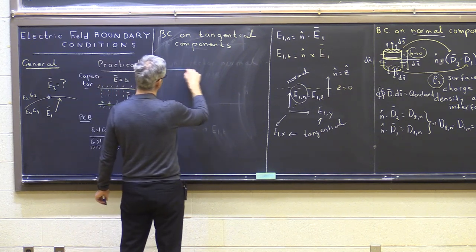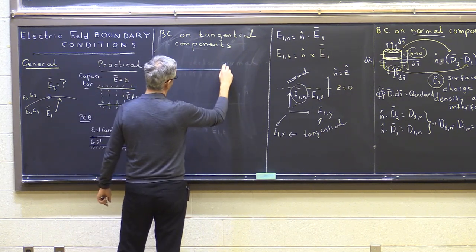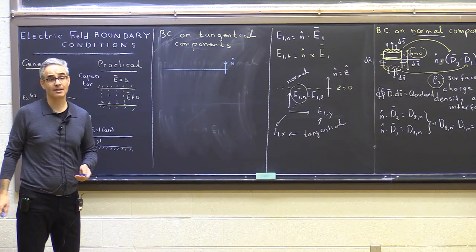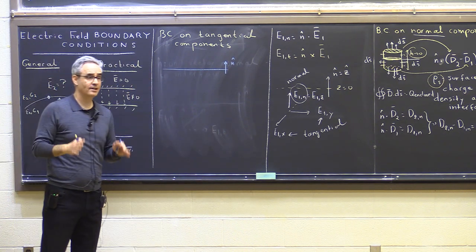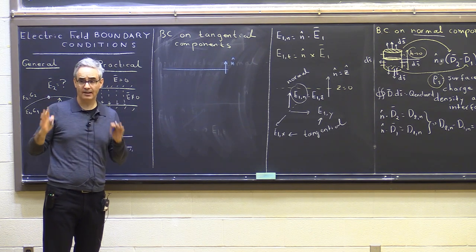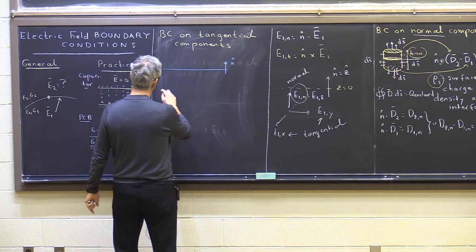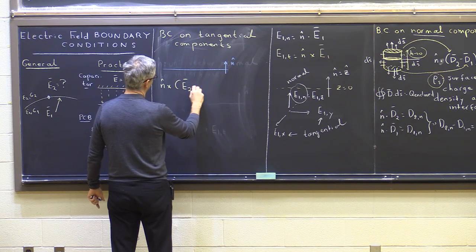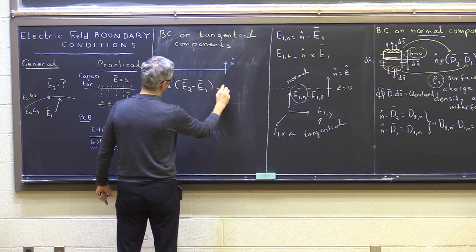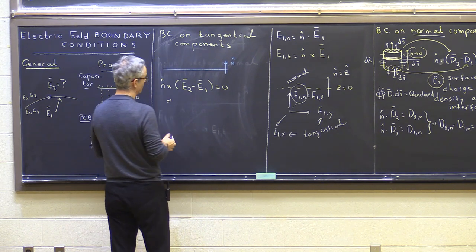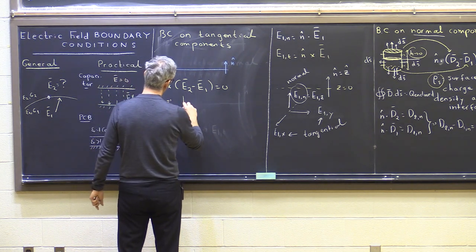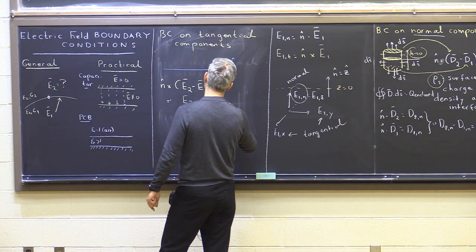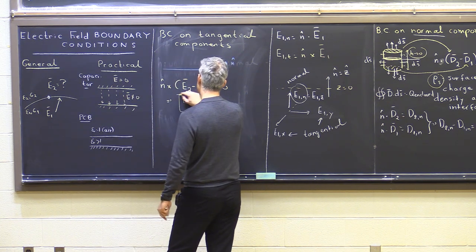Again, I have this situation and I have the n hat, and the boundary condition is that the tangential components across the interface are unconditionally continuous. So that's what makes this very useful. n hat cross (E2 minus E1) is zero unconditionally. The electric field tangential to an interface is always continuous, and unconditionally so.